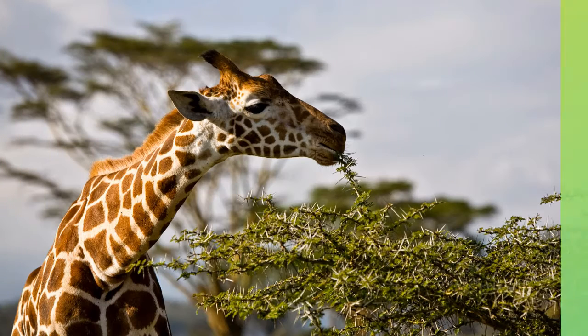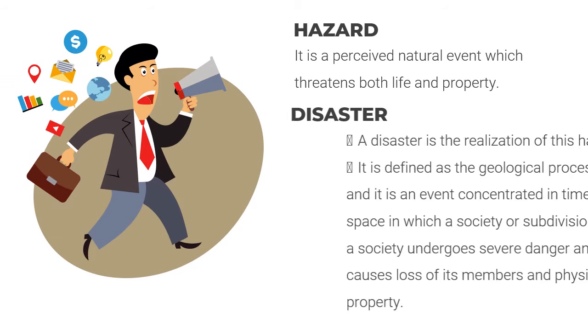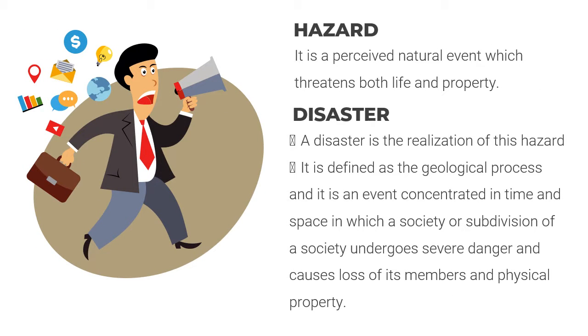The focus of discussion for today is disaster management. So let's start by trying to define what a hazard is and what a disaster is, and differentiate between the two. A hazard is a perceived natural event which threatens both life and property, while a disaster is a realization of this hazard. It is defined as a geological process and an event concentrated in time and space in which a society or a subdivision of a society undergoes severe danger and causes loss of its members and physical property.